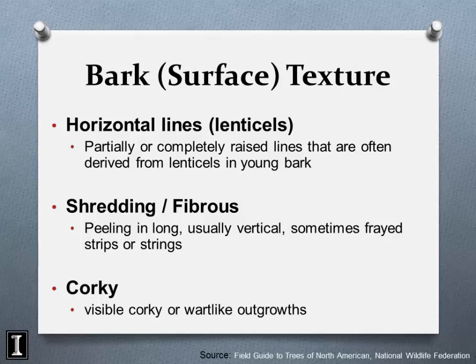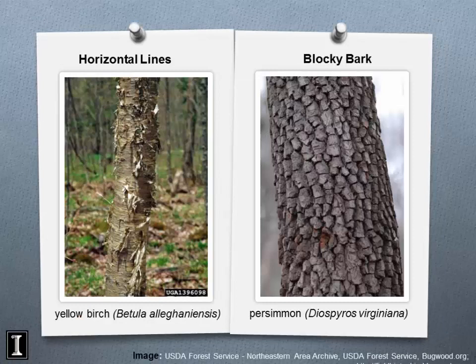Lenticels are these horizontal lines. How about yellow birch? People familiar with yellow birch? Those trees, especially at a young age, these lenticels, these horizontal lines on the tree, are very prominent. Plums, very prominent. You get these horizontal lenticels on plums and cherries. So they'll help you with identification. Shredding fibrous bark, think about eastern red cedar, classic example of shredding or fibrous bark texture. And then corky bark. I'll show you an example and you'll say, oh, I know exactly what corky bark is. This is a yellow birch here, an example. These little horizontal lines here, that's what we're talking about. Believe me, they're there.